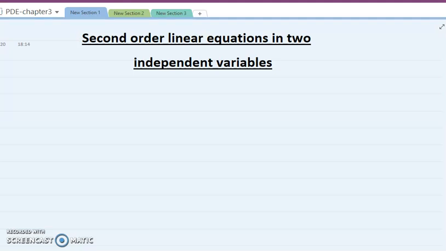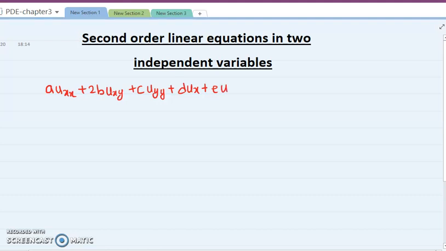Hello everyone. Now we will study chapter 3, second order linear equations in two independent variables. So the general form of a second order equation is a u_xx plus b u_xy plus c u_yy plus d u_x plus e u_y plus f u equal to g. So this is the general form. Here u is a function of x and y.